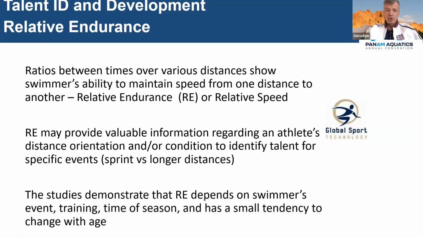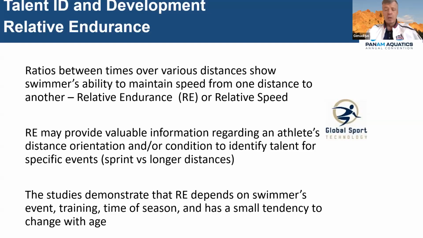Which you can find online as well. So I'll just briefly explain, and then we'll look at the database as well, how that works and what benefits coaches can get. Ratios between times provide valuable information regarding an athlete's distance orientation or conditioning to identify talent for specific events. For example, many coaches, especially when swimmers are younger, are asking the question: should we focus more on distance events or sprint?